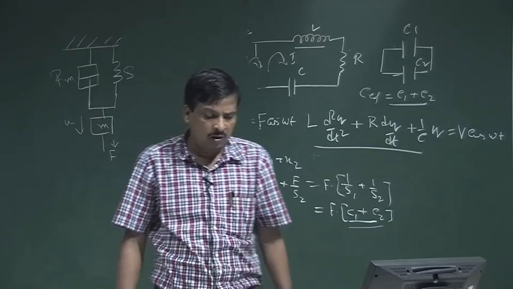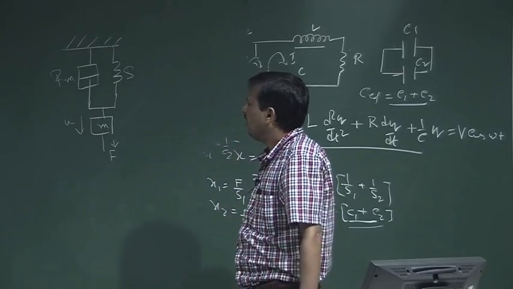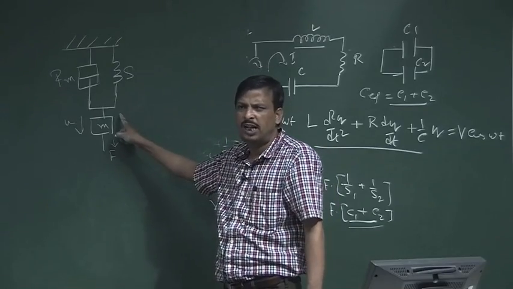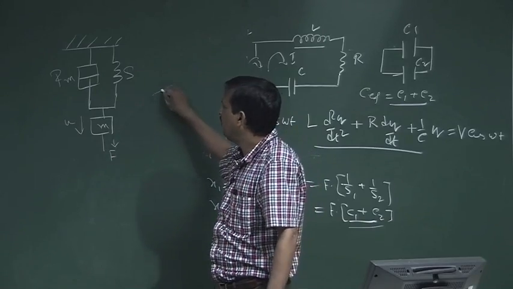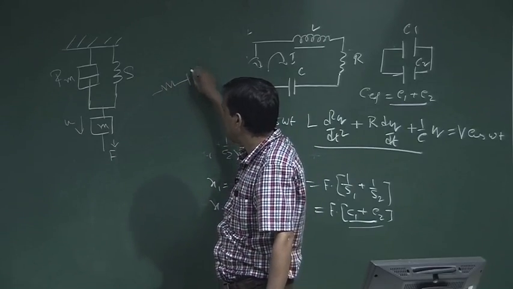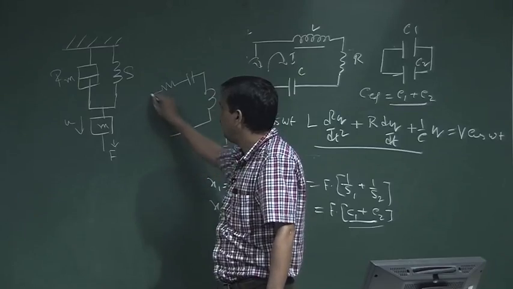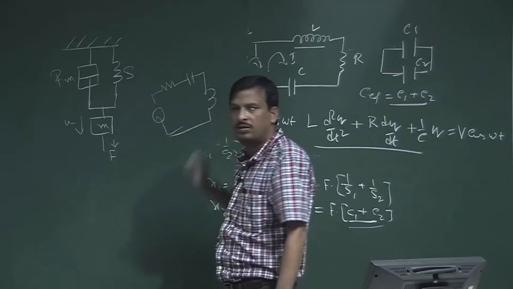Okay. So, this is simple, which I have drawn. All will be in series: resistance, capacitance, then inductance, then the voltage source. Okay.